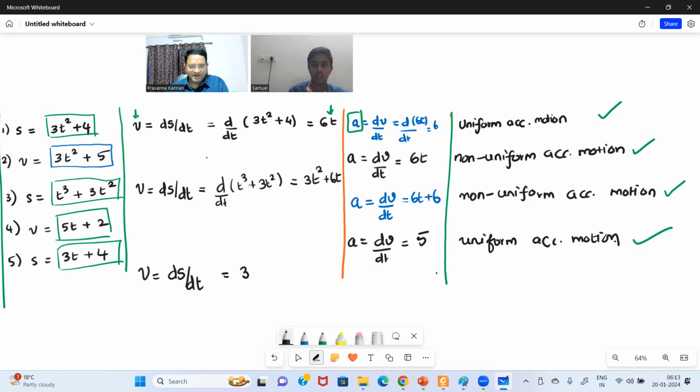So what does that tell you? You don't even know about acceleration at this point. So velocity is constant. If velocity is constant, what do you call that motion? Uniform motion. Yeah, it is uniform motion. What will be acceleration?